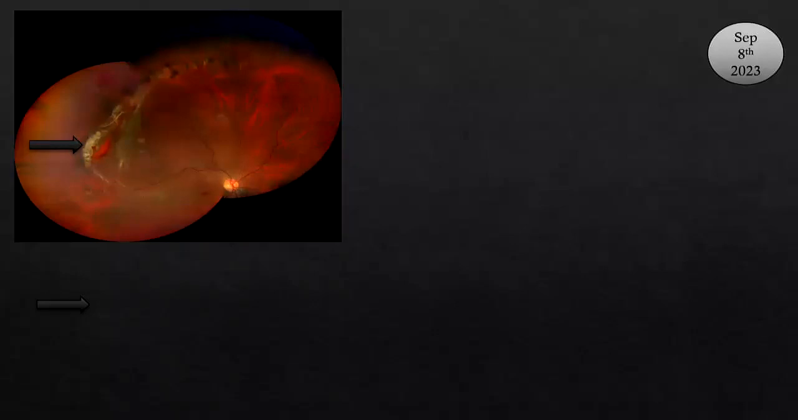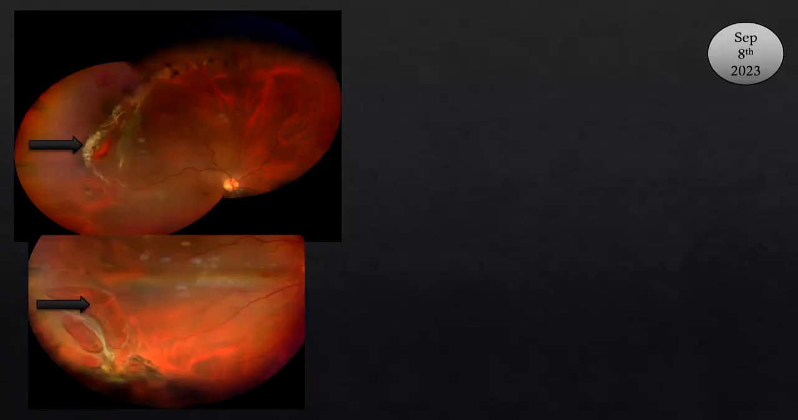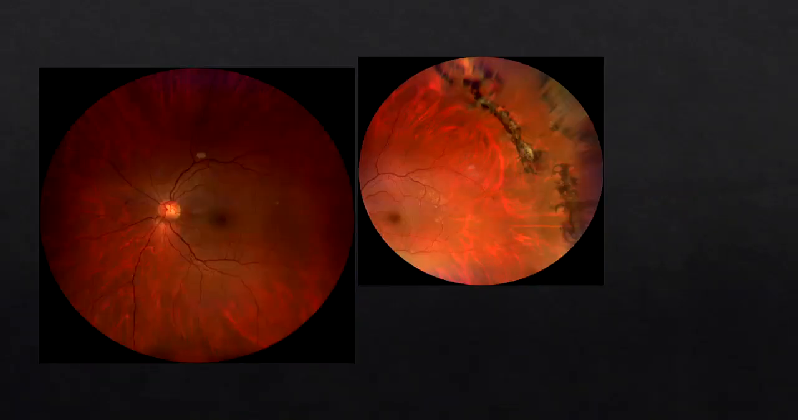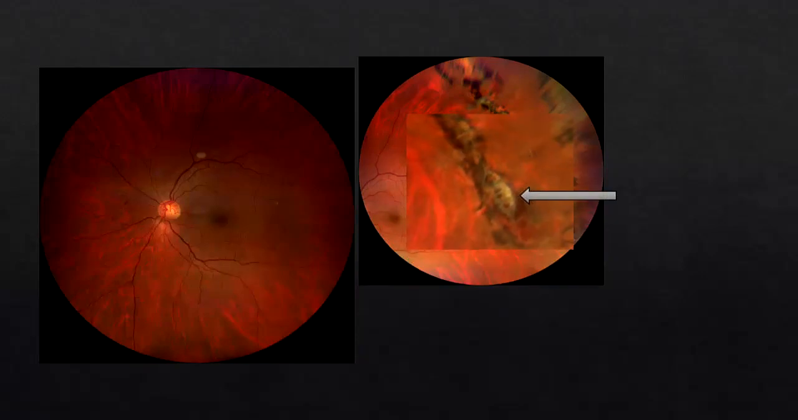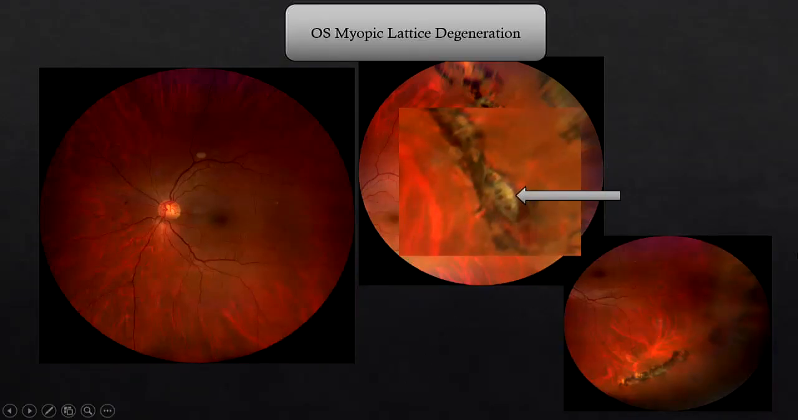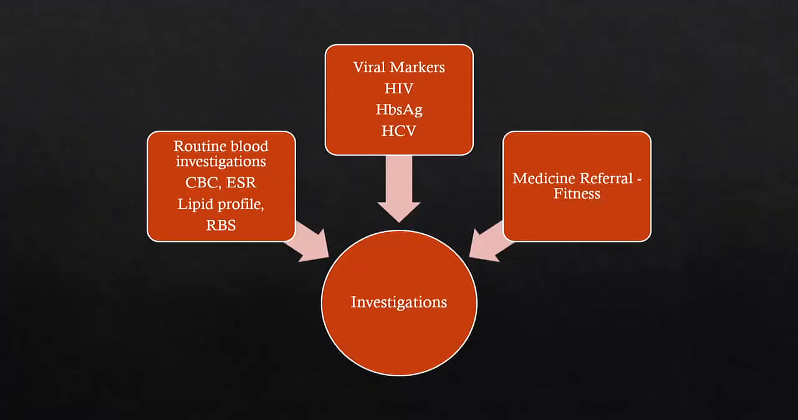These are the fundus images showing multiple pigmented lattices with horseshoe-shaped tears in the right eye. Initially, when we examined his left eye, the posterior pole appeared absolutely normal. But when we checked the periphery, there were multiple pigmented lattices with holes in the lattice, indicating myopic lattice degeneration.